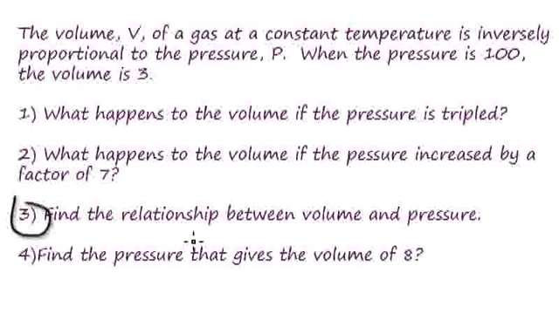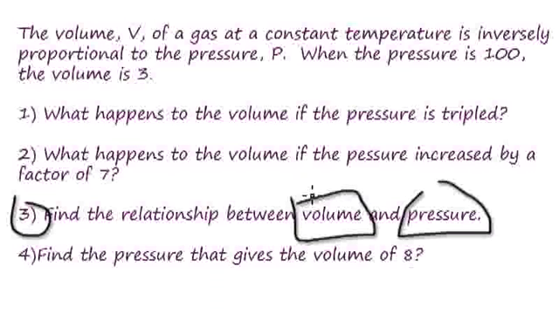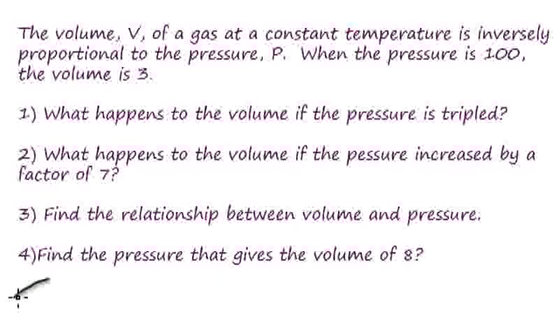Question 3 is saying find the relationship between volume and pressure. What that means is express this as an equation, something like V equals. Well, anyway, press pause and have a go. Okay, so to do this, we know that V is inversely proportional to the pressure. Question 1 is asking what happens to the volume if the pressure is tripled?